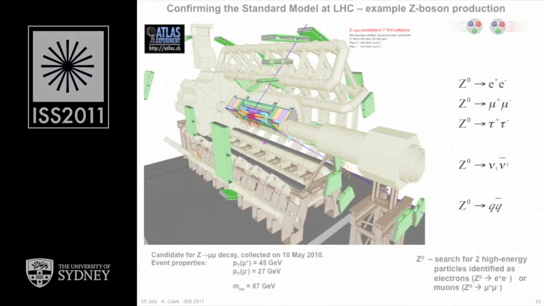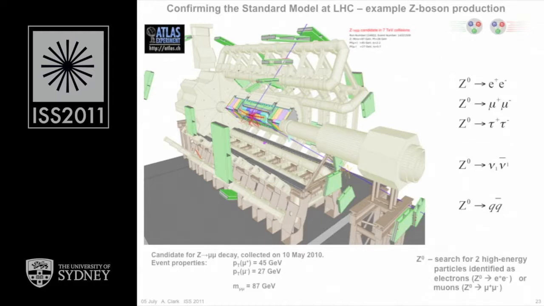Z boson production. So here, it's easiest to look for the decays of the Z to a pair of leptons. Leptons are easy to see because they're very distinctive in the detector. So we look at e+ e-, mu+ mu-, tau+ tau-, and we don't see nu nu-bar because it's impossible to see. Z0 we can also look at as q q-bar. But q q-bar is very difficult to interpret because there are many other processes in particle physics which produce a quark and an antiquark. So we forget about this. We look at these. And here you see an example.